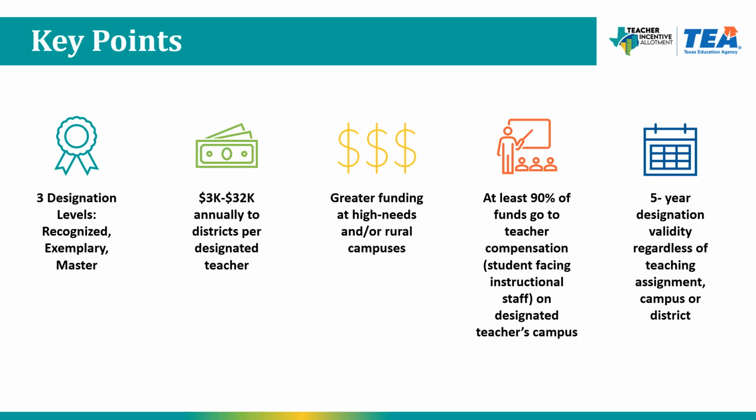TIA established 3 levels of designations, which are distinctions awarded to effective teachers. Districts receive annual allotment funds between $3,000 and $32,000 for each designated teacher. The allotment generated per teacher depends on the level of designation and campus status. At least 90% of the generated funds must go to teacher compensation on the designated teacher's campus. District-issued designations are valid for 5 years, regardless of teaching assignment, campus, or district.